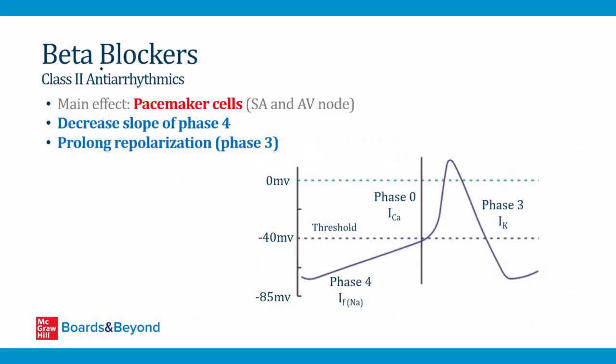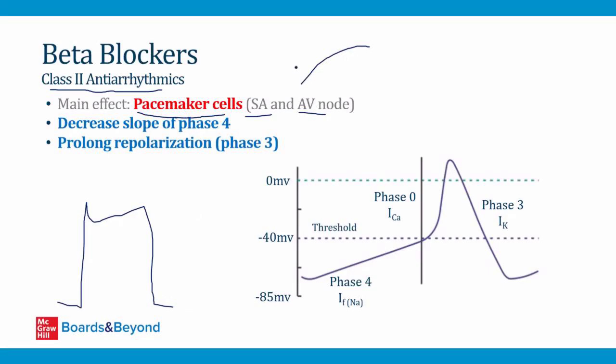Okay, now let's talk about beta blockers, which are class 2 antiarrhythmic drugs. And in contrast to the class 1 and 3 drugs, beta blockers have their main effect on pacemaker cells of the SA and AV node. So the class 1 and 3 drugs generally target the myocyte action potential, which looks like this. It occurs in cells of the atria and the ventricle. In contrast, beta blockers target cells in the SA and AV node. Those have the pacemaker action potential, which looks like this.